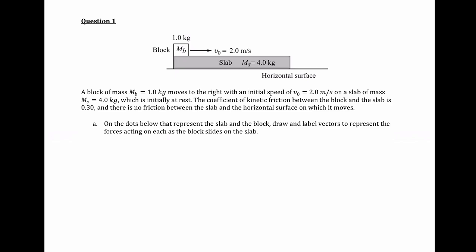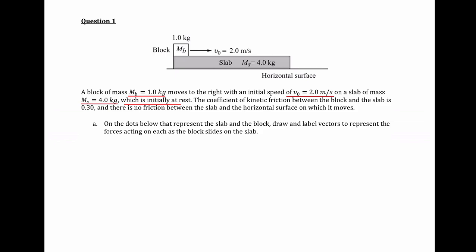What we see on the diagram is a block that is moving on a surface. If we read the question, we have a block of 1 kg that is moving to the right with an initial speed on another object, a slab that initially is at rest. The coefficient of friction between the block and the slab is 0.3, so probably the block will be slowing down, and there is no friction between the slab and the horizontal surface.